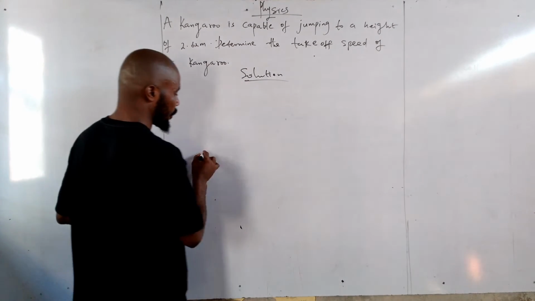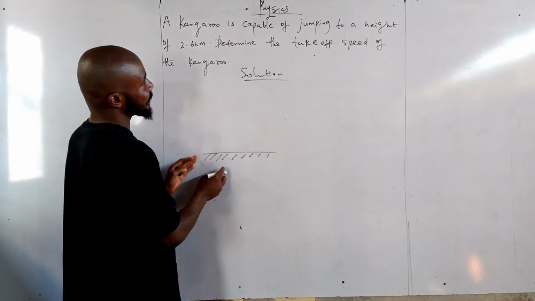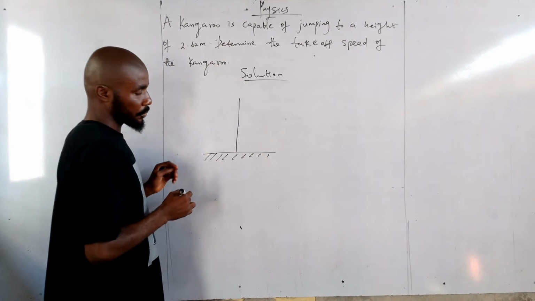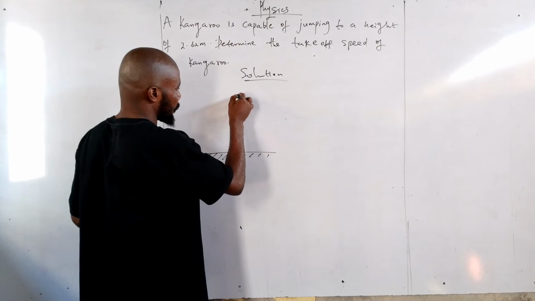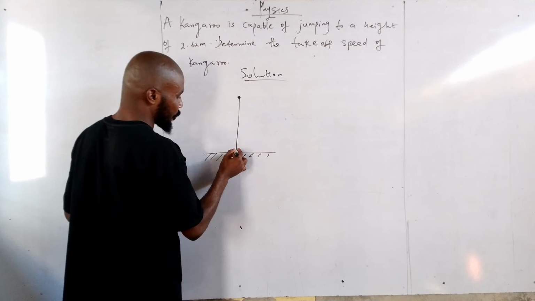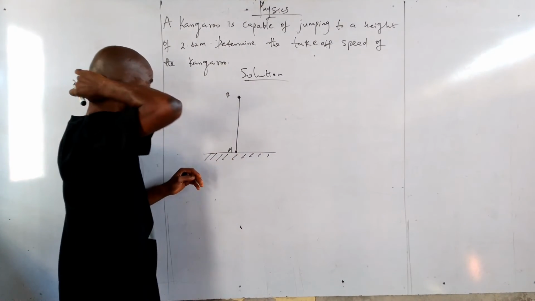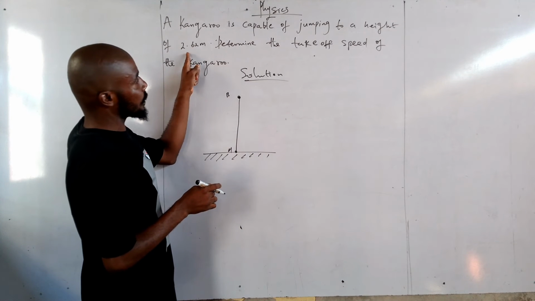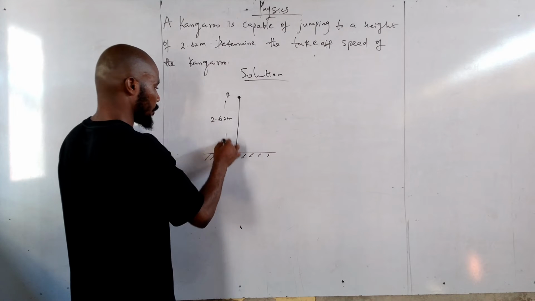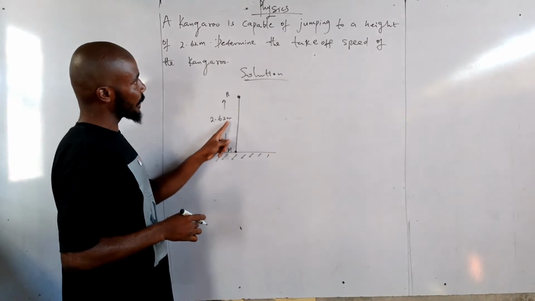So we have a kangaroo. This is the earth. A kangaroo is capable of jumping; the kangaroo will jump up. Let's assume this is a kangaroo behaving like a particle. The kangaroo can jump from this particular point on the ground, let's say point A, to point B, which is a height of 2.62 meters. So the kangaroo can jump from A to B, 2.62 meters.